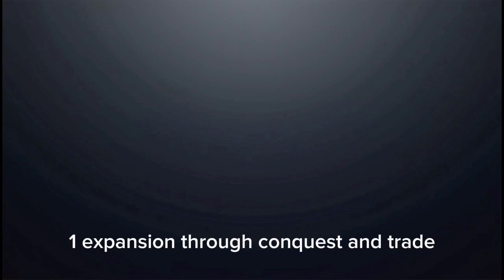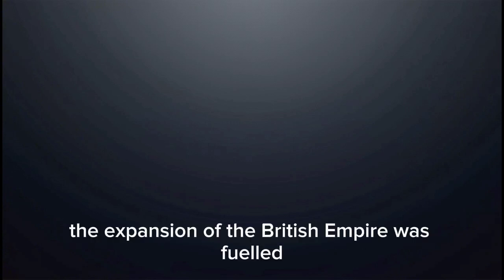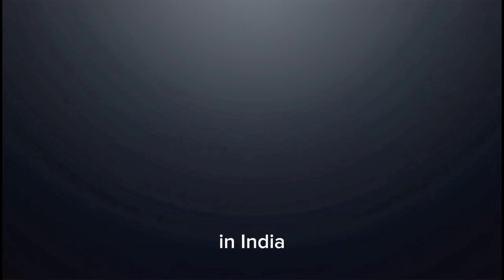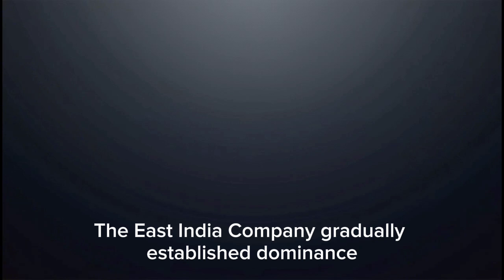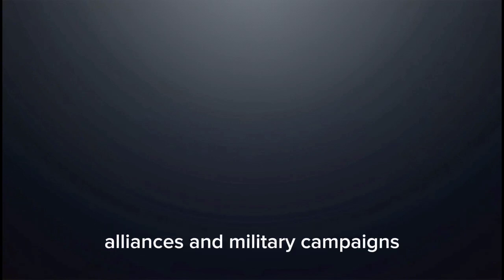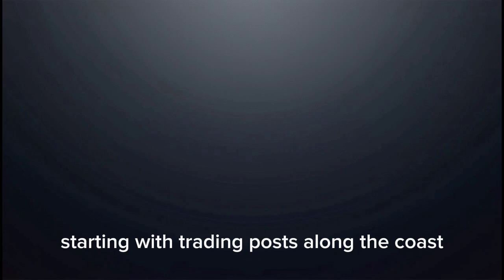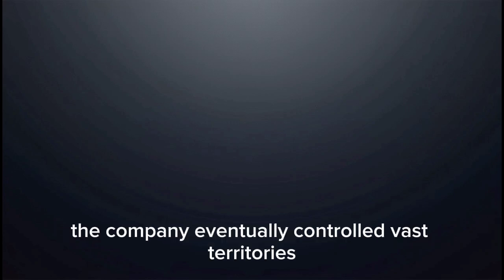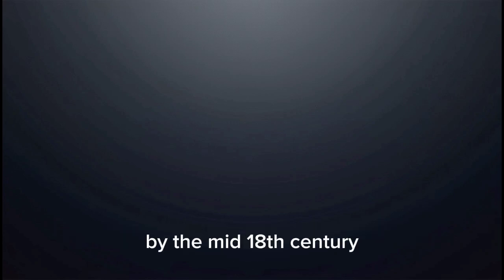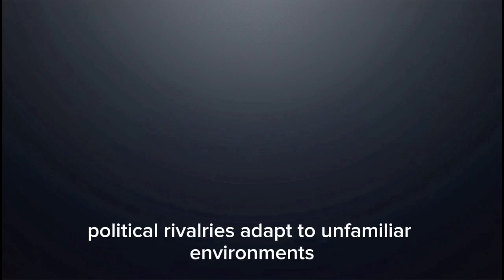1. Expansion through conquest and trade. The expansion of the British Empire was fueled by both military conquest and commercial enterprise. In India, the East India Company gradually established dominance through a combination of diplomacy, alliances, and military campaigns. Starting with trading posts along the coast, the company eventually controlled vast territories by the mid-18th century following pivotal battles such as Plassey (1757) and Buxar (1764). The success in India reflected the British ability to exploit local political rivalries, adapt to unfamiliar environments, and integrate economic and military strategies to consolidate power.